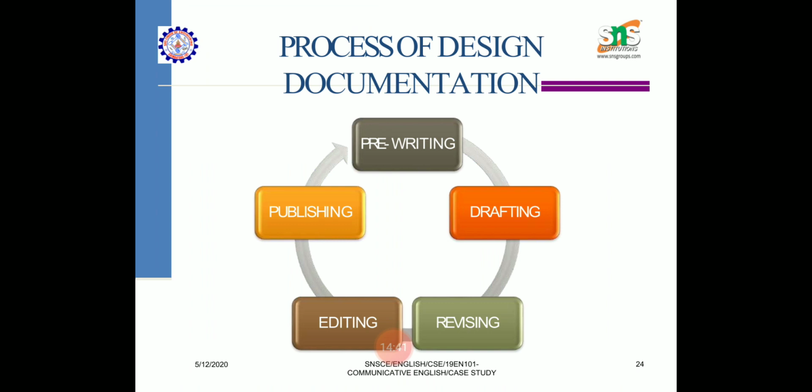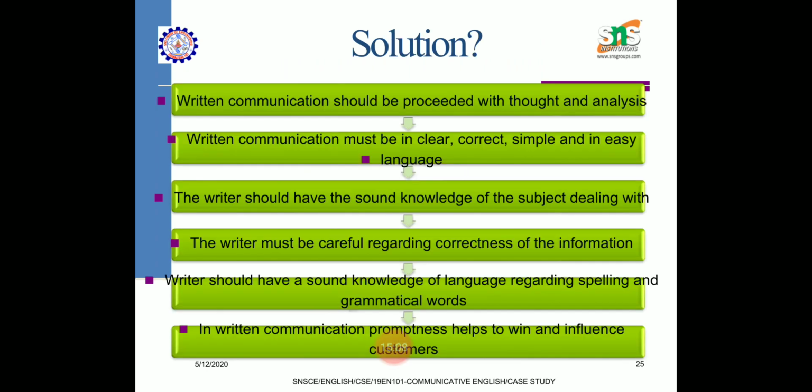The process of design documentation is pre-writing, drafting, revising, editing and publishing. This is a cyclic process. If you couldn't make your manual a successful one, you have to redo this process continuously to attain a proper position. So this is the main process of design documentation.